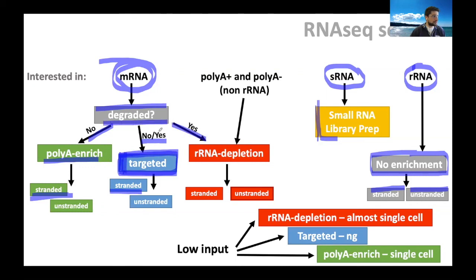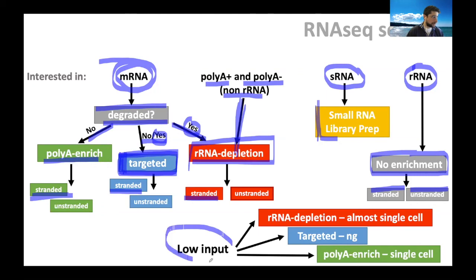Yes. Again, you can go either with the targeted or with the ribosomal RNA depletion. And this is the only strategy that you may want to utilize when you're interested both in poly-A positive and poly-A negative transcripts, okay? As long as they are not ribosomal RNAs, okay? And then you perform ribosomal depletion. Please do this stranded type of library preparation, okay?